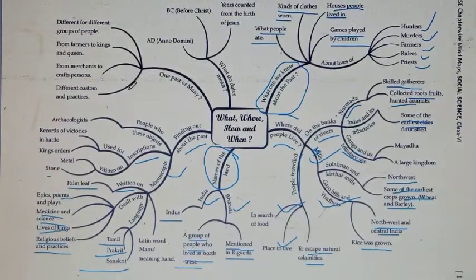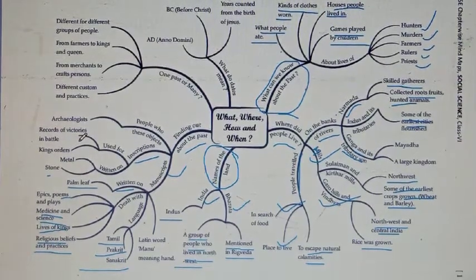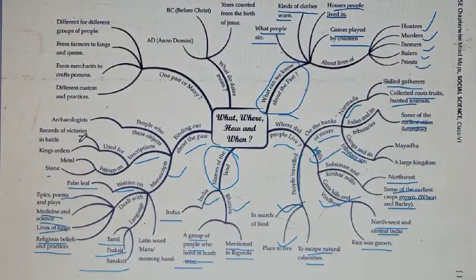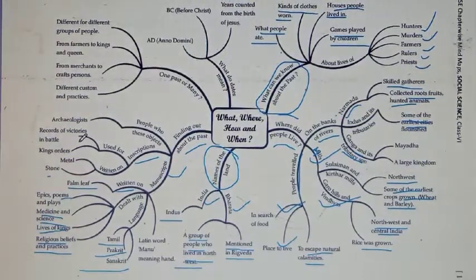And basically the inscriptions were used for writing the records of victory in battle and the king's orders. Whatever the king ordered for the kingdom, all those things were written in the inscriptions. And second, whatever the records of the victories, whether the king won or lost the battle, all those things were written in the inscriptions.